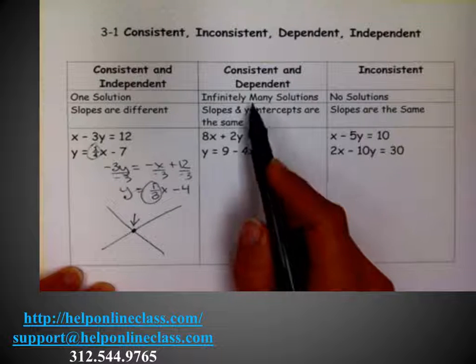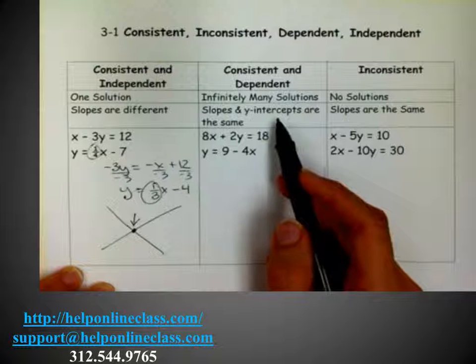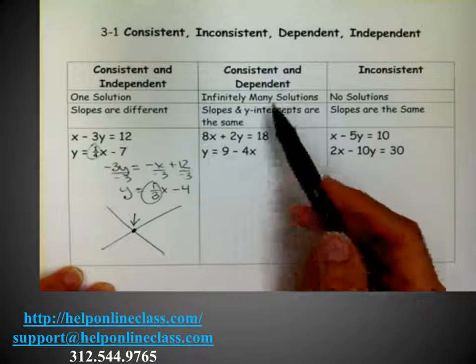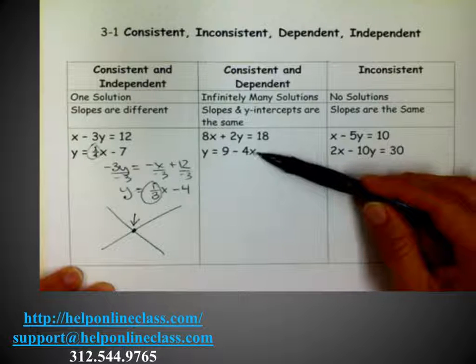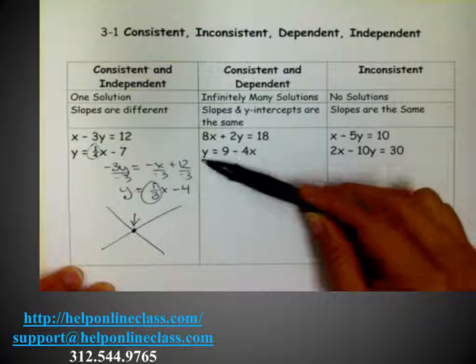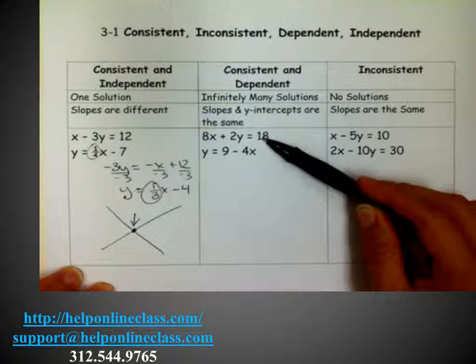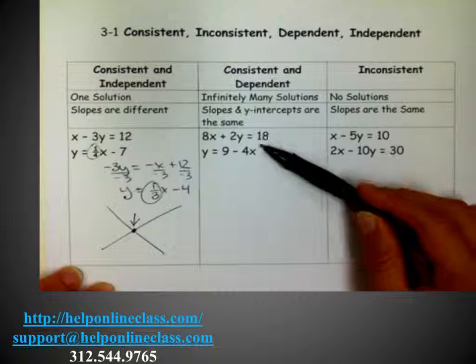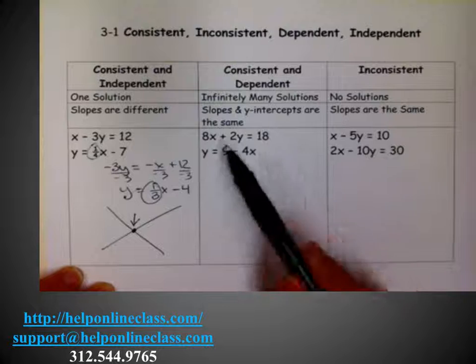So over here, if it's consistent and dependent, basically that means it's the same exact line, you're graphing it on top of the other. And before I solve for y, I'll show you, you can kind of see that they're the same. Like this y and this y, how would I get from here to here? I'd multiply by 2. And then this is twice that. 9 doubled is 18. And 4 times 2 is 8. So I know that this is twice as much.